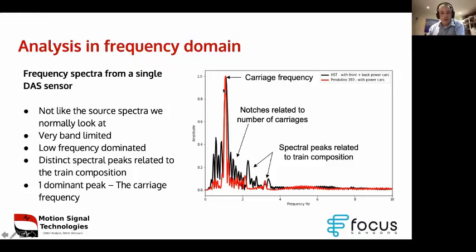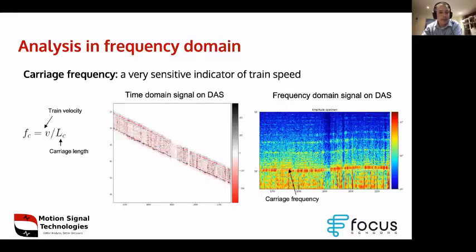The reason that's called the carriage frequency is because that frequency spike is nearly always the train velocity divided by the average carriage length. So this is an example I've got showing it in the middle and right over here, where you've got DAS channel going along the bottom and time going along the vertical axis, and we've got our fairly clear train signal. And then on the right hand side, I've got the same traces as a frequency response, so instead of time, I've got frequency going down here. And this is our carriage frequency coming in at about 1 hertz.